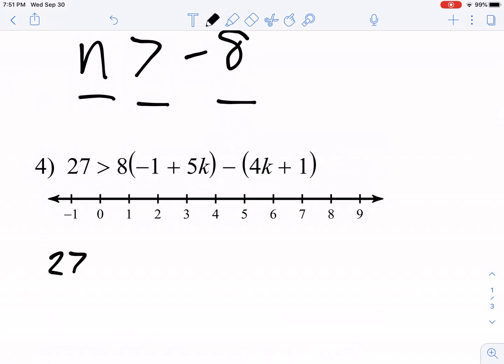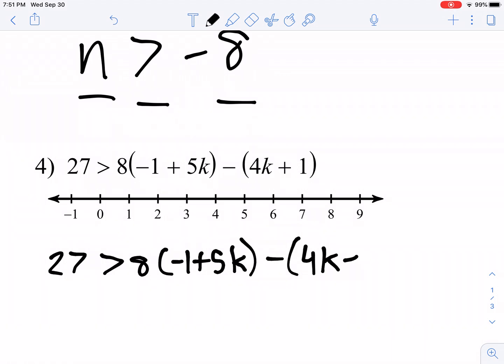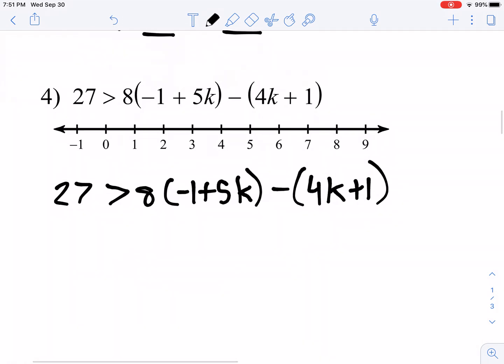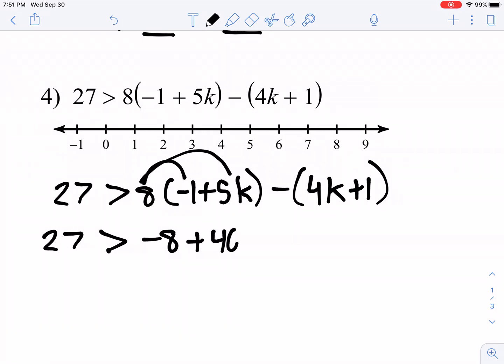We have 27 is greater than 8 times the -1 plus 5k minus 4k plus 1. Okay? So step number 1, what do we always do? Apply the distributive property. So I have 27, that stays the same, is greater than 8 times the -1, -8. Positive times the negative makes a -8. 8 times 5k, 8 times 5 is 40, and then we also have our k, our variable, 40k.